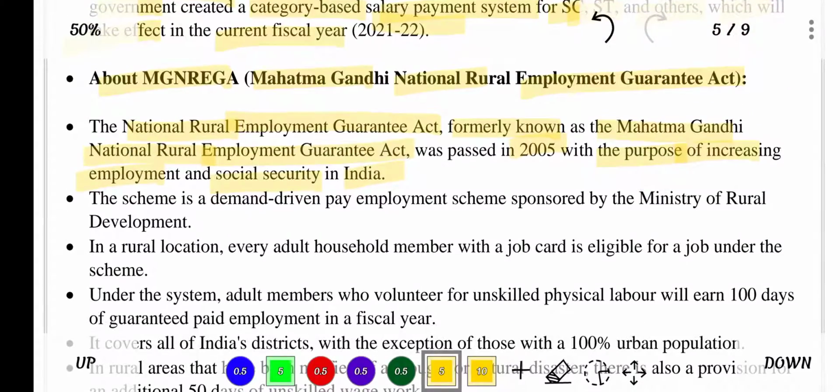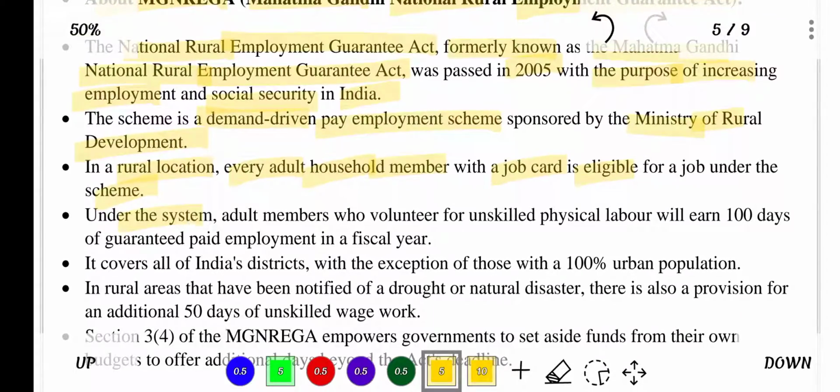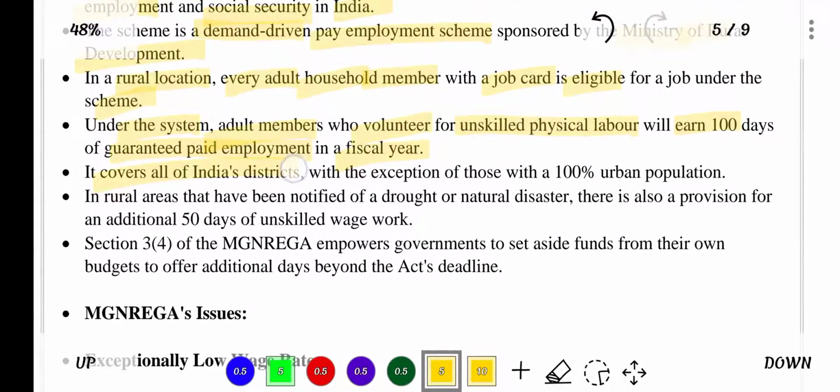The scheme is a demand driven paid employment scheme sponsored by the Ministry of Rural Development. In a rural location, every adult household member with a job card is eligible for a job under the scheme. Under the system, adult members who volunteer for unskilled physical labor will earn 100 days of guaranteed paid employment in a fiscal year. It covers all of India's districts with the exception of those with 100% urban population.